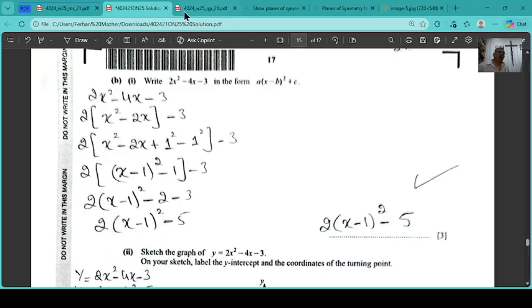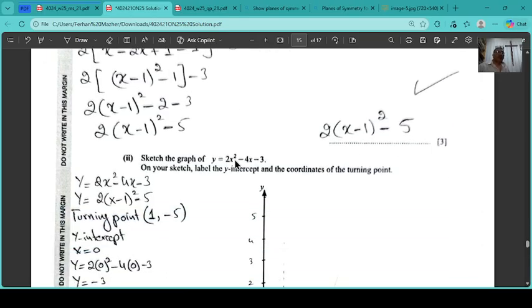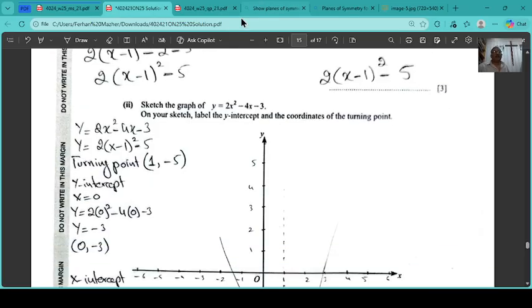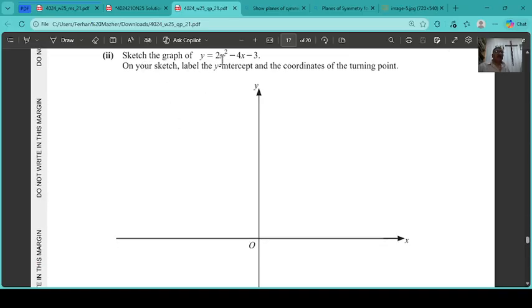When you do this, it actually tells you the coordinates of the turning point. If you draw its graph, it gives you the turning point of that graph, and the turning point coordinates are this and this. Its sign you change and its sign you keep. For example, in the next part they will ask you to sketch the graph of y equals 2x squared minus 4x minus 3. On your sketch, label the y-intercept and the coordinates of the turning point.